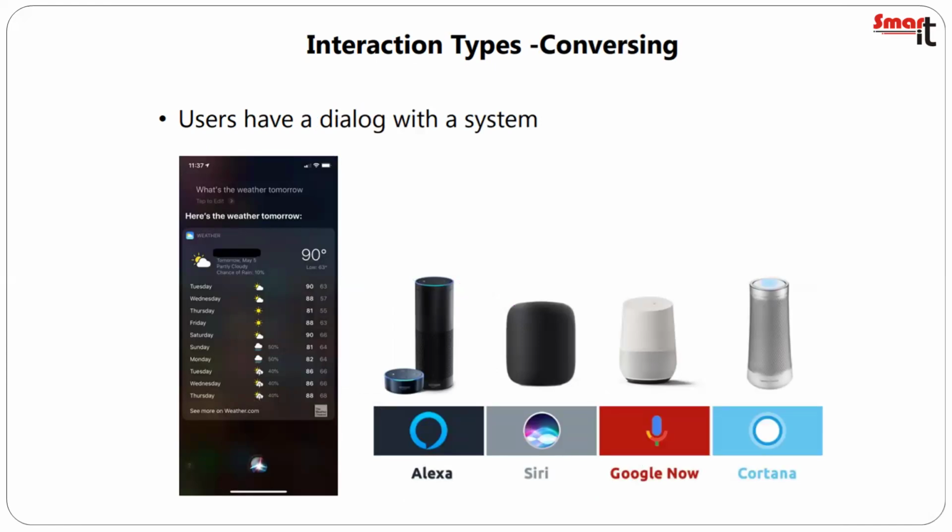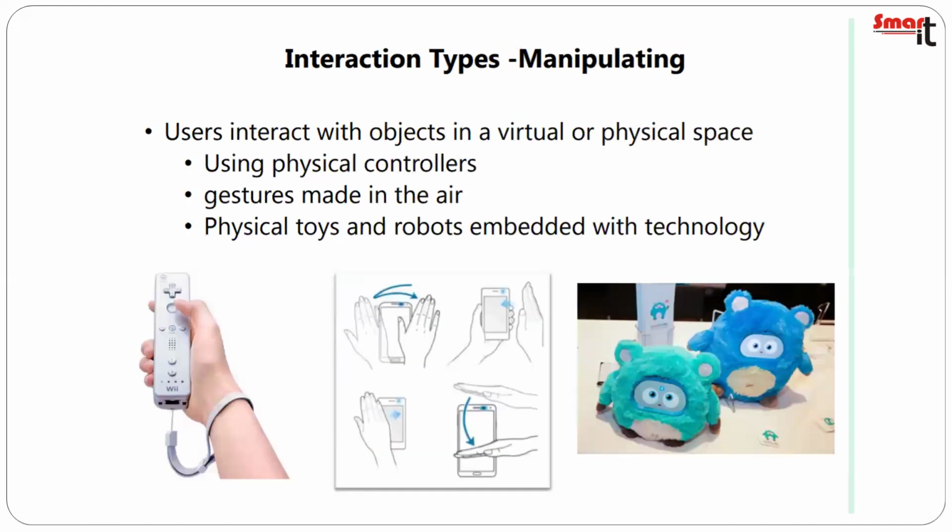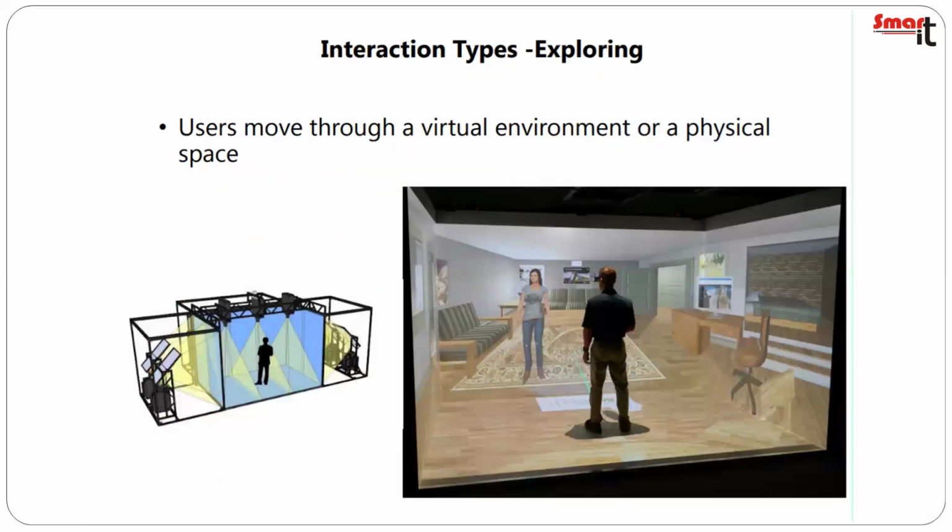Conversing is where users have a dialogue with the system. So we are conversing with the device. And manipulating is where users interact with objects, maybe virtually, maybe physically. So it means using physical controllers, gestures, some physical actions, manipulating the device.